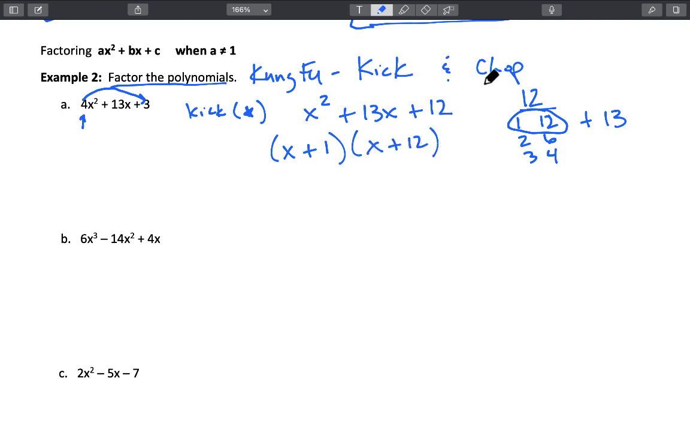Now my next step is the chop. And when we chop, what we do is we divide. Since we originally started off by writing this polynomial by multiplying 4 to the 3, I now need to divide both of those numbers by 4. All right, my final step then is to simplify.